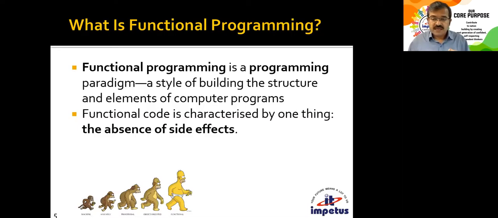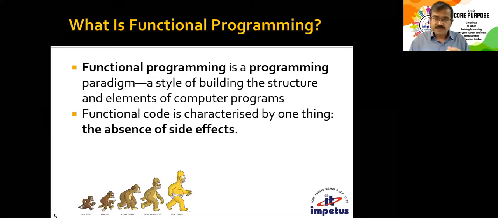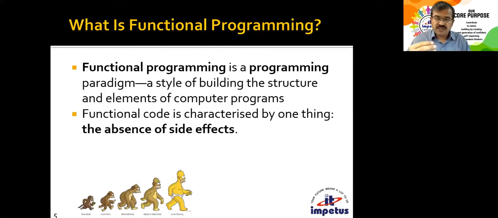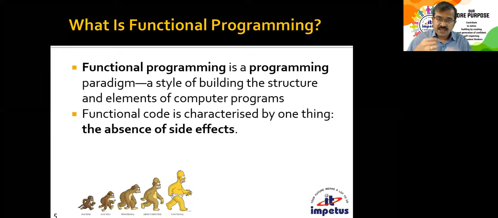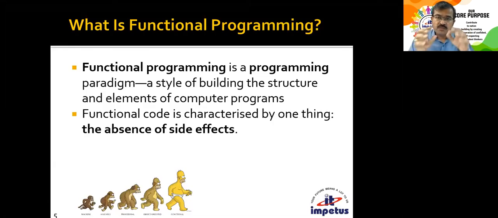Functional code is characterized by one thing: absence of side effects. Now, this is very, very critical. To put it in simple words, suppose I pass some data to a function, and that function is supposed to carry out an operation on the data and give you some result. While doing so, it will make you one promise: the data that you supplied as input will not be altered. So there will not be any side effect on the inputs that you supply while the transformations are happening.